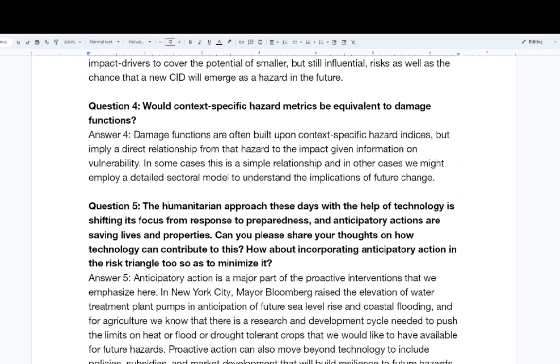So I don't want to speak too broadly. Some damage functions are quite complex. Some are quite simplified or based on empirical relationships. But in some cases, what we do is we employ some kind of detailed sectoral model, like a crop model, to understand the implications of future change. And these may actually involve multiple hazard metrics and information about multiple types of intersecting, compounding, or sequential type hazards. So they're not exactly the same, but of course very related.